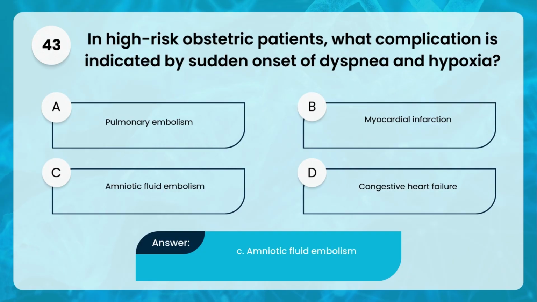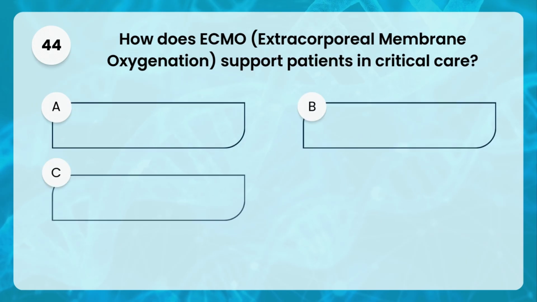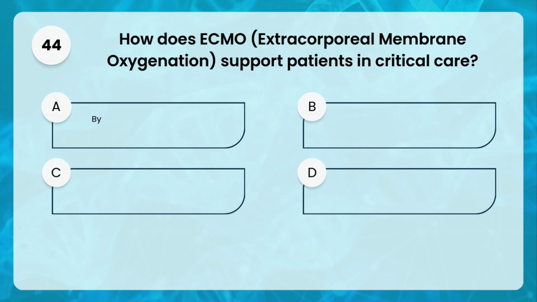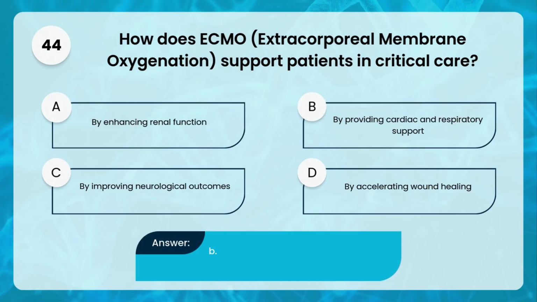Amniotic fluid embolism. 44. How does ECMO, extracorporeal membrane oxygenation, support patients in critical care? A. By enhancing renal function. B. By providing cardiac and respiratory support. C. By improving neurological outcomes. Or D. By accelerating wound healing. The answer is B. By providing cardiac and respiratory support.